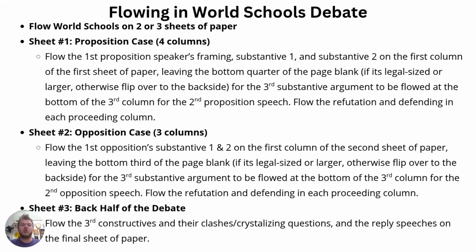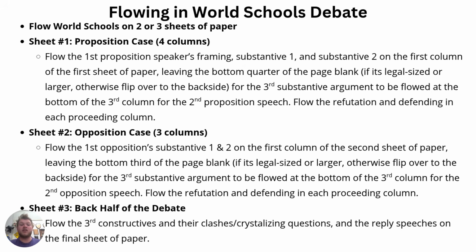Second sheet of paper is pretty much the exact same, but you only need 3 columns because the proposition doesn't talk about the opposition in their first speech. So you'd flow the first opposition's first 2 substantives on the first column of the second piece of paper, right? You don't really flow their framing there because their framing is an answer to the proposition's framing, so you'd flow those as attacks on the first piece of paper.